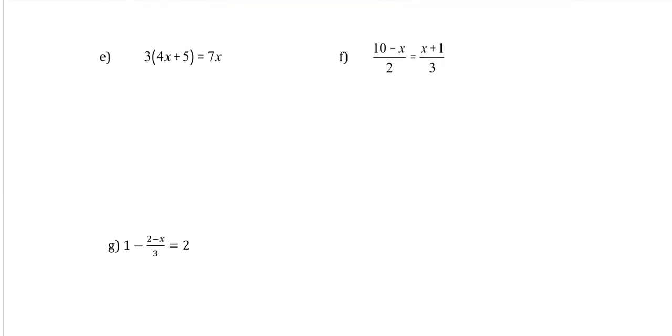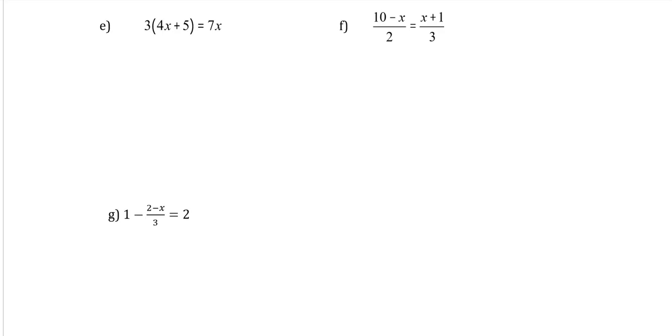Okay, over the page. Now we have an equation with some brackets. So let's expand the brackets out. 3 times 4 makes 12x, then plus 3 times 5 makes 15 equals 7x. Okay, now I have pronumerals on both sides, so like last time, I'm going to move the one over here on the right, and we'll subtract the 7x away, moving it over to the left-hand side of the equation.